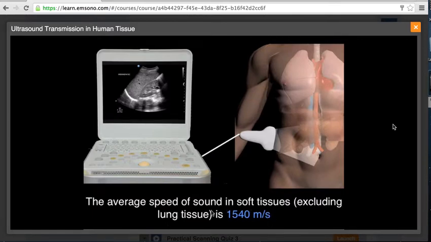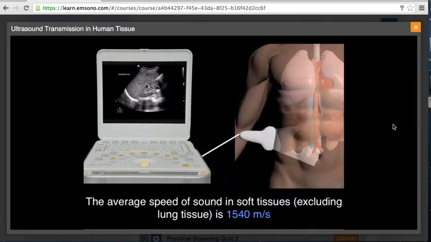Well, they've come up with the number of 1540 meters per second as being the average speed of sound in soft tissues, excluding lung tissue. Now, the machine knows how long a sound beam took from the time it went into a certain point to the time it came back.